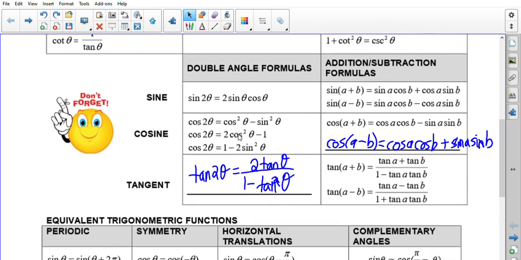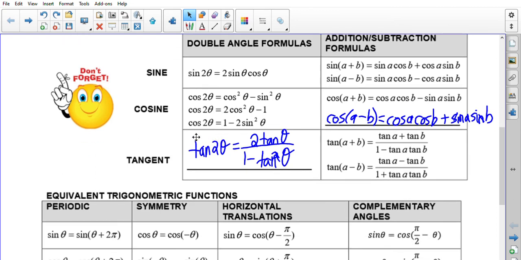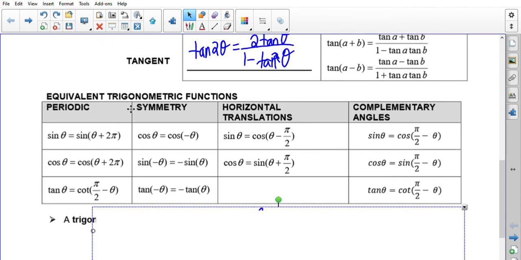So the new ones from this year are double angle formulas. So remember, cos has the 3 versions, and our addition and subtraction formulas. Okay, so for sine a plus b, a minus b, and the same for cos and tan. And from the first lesson, these are the equivalent trig functions that you will be getting. So you will get your complementary angles, your horizontal translations, your symmetry, and your periodic functions.